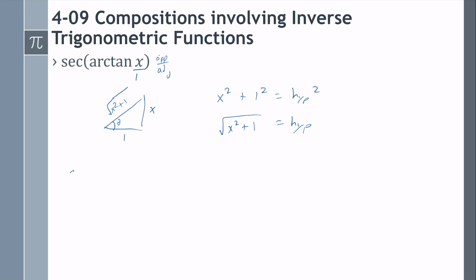Secant of that angle now, so we did the inside, now we're doing the outside. Secant is the hypotenuse over the adjacent. So the hypotenuse is square root of x squared plus 1, and the adjacent is 1. Should probably write just the square root of x squared plus 1.